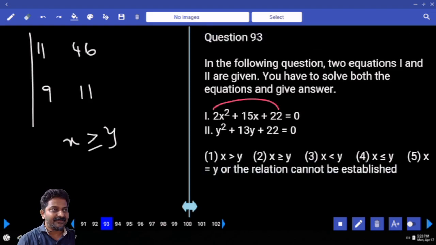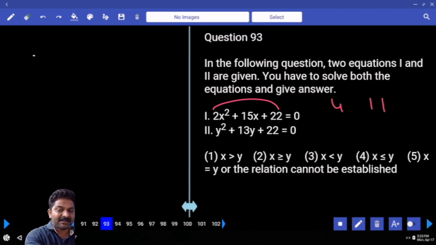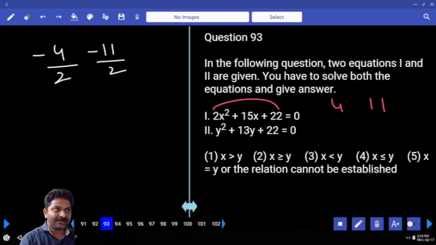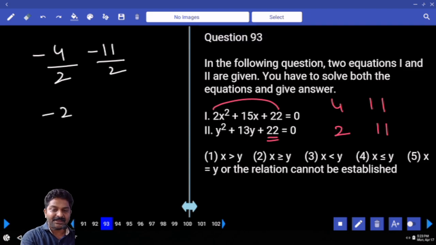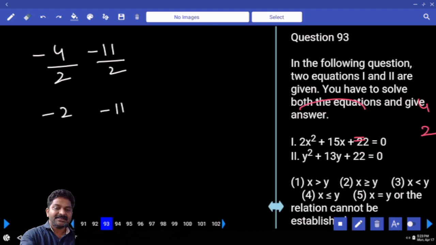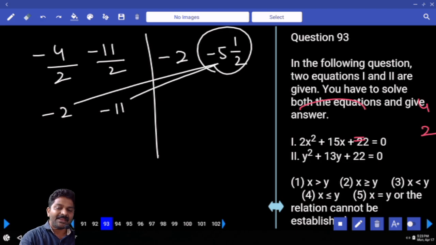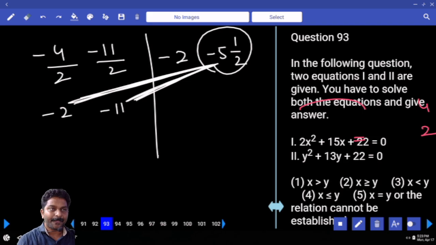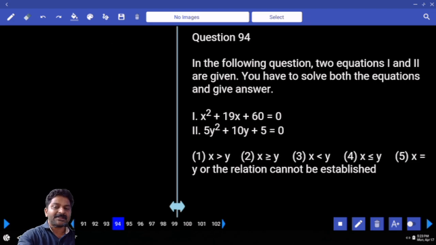How much is this? 44. 44 can be written as 4 11 times. Factors are minus 4 minus 11 divided by coefficient of x square. 22 can be written as 2 11 times. Minus 2 minus 11. Simplified values are minus 2 minus 5 and half. Minus 5 and half will be in between these two numbers. When you get in between condition, what is your answer? Relation cannot be established.